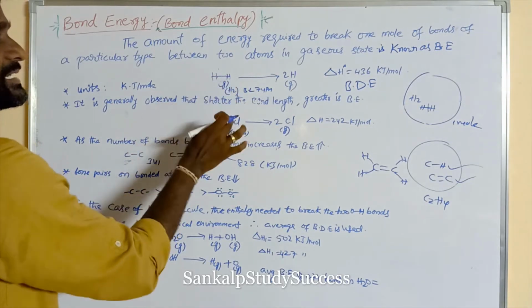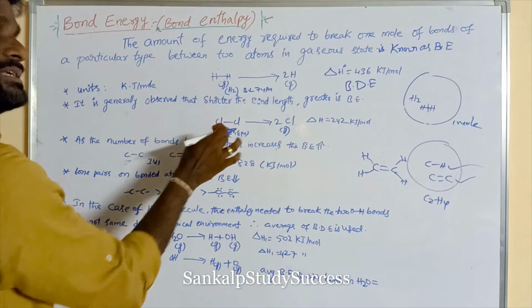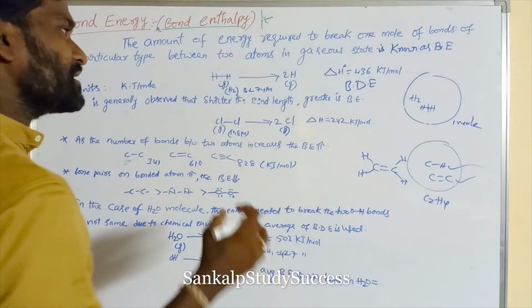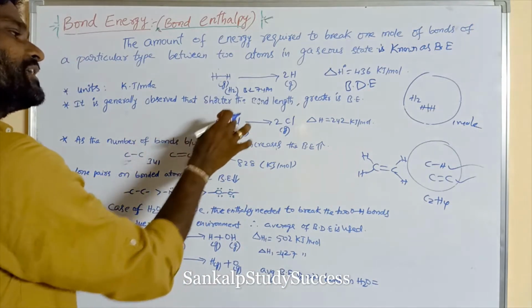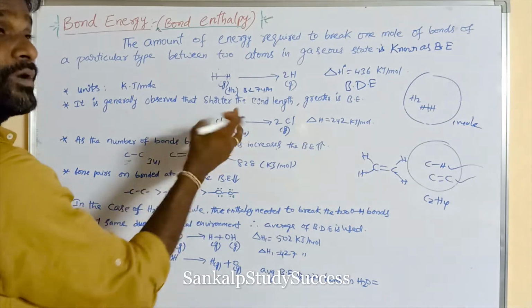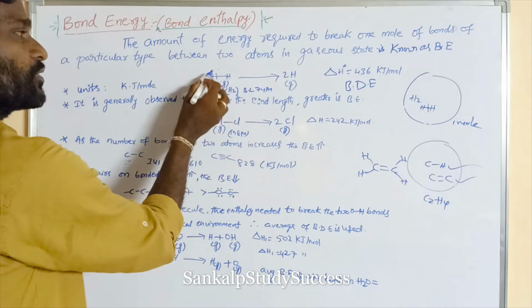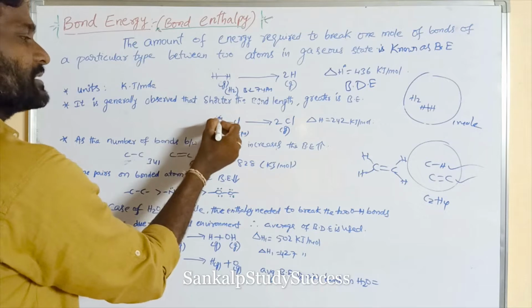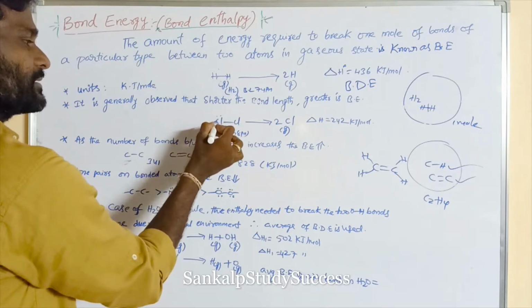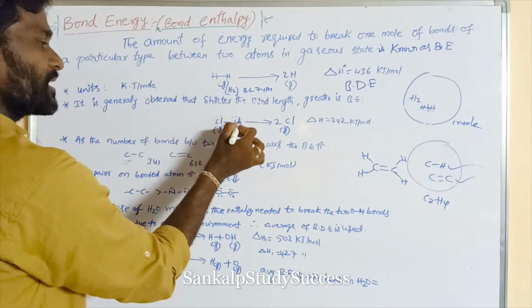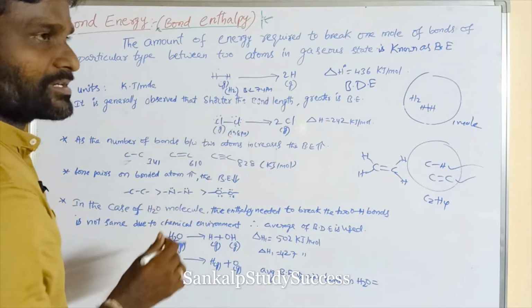When the size of the atoms increases, the bond length increases. And also if the lone pairs present on atoms increase, the bond length also increases. Here there are no bond pairs. Here bond pairs are present. Here lone pairs are present. If the lone pairs on atoms increase, then the bond length also increases.